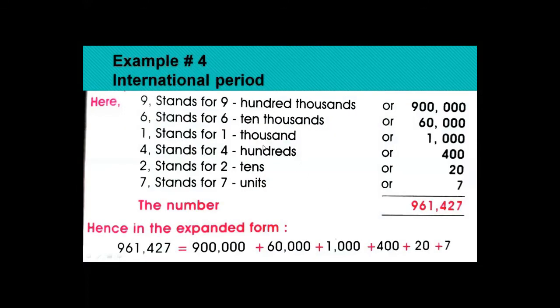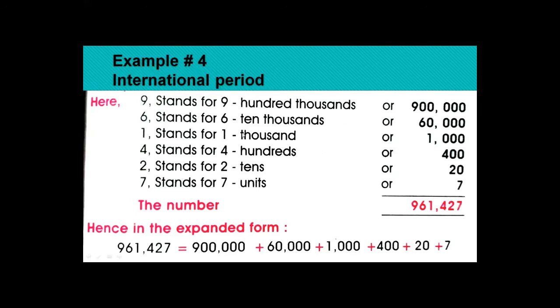Now look at this. Same as Pakistani, this is the international expanded form of this slide, as you see here. 9 stands for 900,000, because I tell you again and again that the international place value chart considers the 6th digit as 100,000. So we put 5 zeros in 100,000: 900, and 3 zeros in 1000. Now 6 stands for 60,000. So how many zeros are there in 10,000? 4 zeros. 1 stands for 1000. So how many zeros are there in 1000?